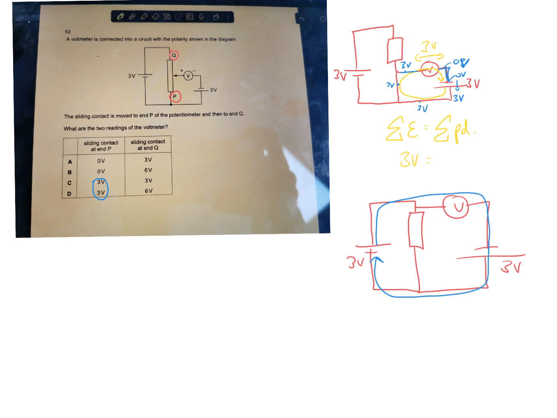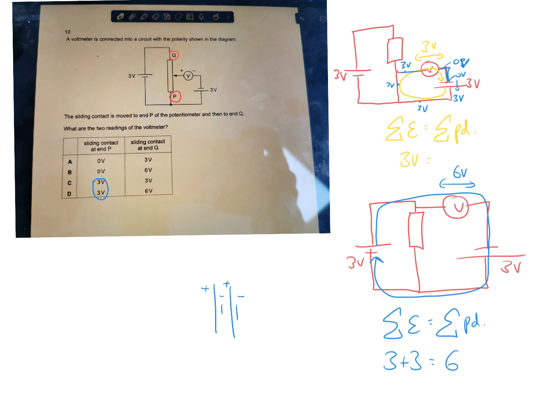Again, you can draw a loop anywhere, as long as it's a closed loop. The sum of the EMFs within that loop equals the sum of the potential differences or drops. So I go around this, you can see that the sum of the EMFs, those batteries are in the right direction, they're like this together, plus, minus, plus, minus. So it's going to be 3 plus 3, the sum of the EMFs. And that's going to equal 6, which must be the potential drop. And again, the only thing in this loop is this voltmeter, so there must be 6 volts across that.